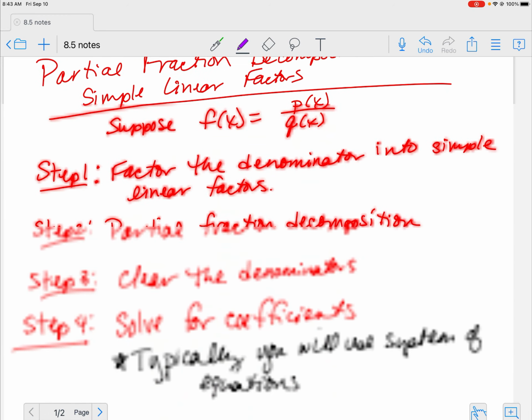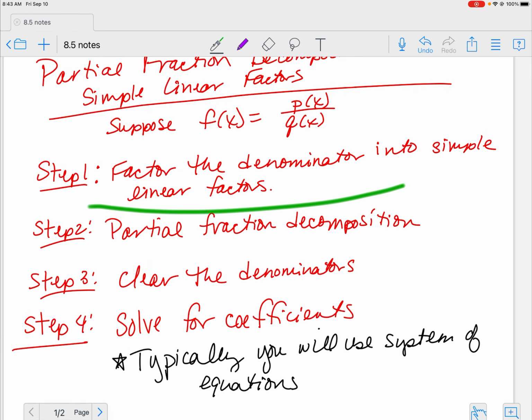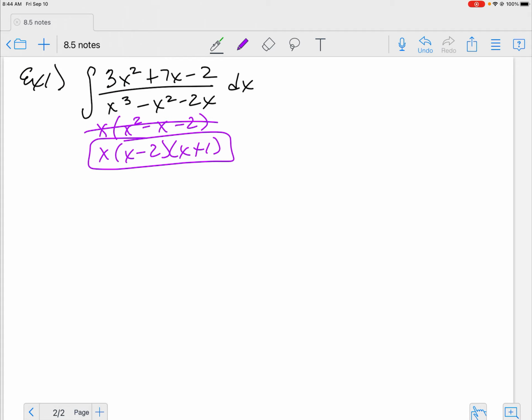So step 1, factor the denominator. Check. Step 2, now let's look at what this partial fraction decomposition looks like. We are going to have just what we're given over here. We're dropping the integral symbol because we're going to take that rational expression, break it up into something that we can integrate. So basically, we're going to do a whole ton of algebra to make our calculus easy. That's our goal here.